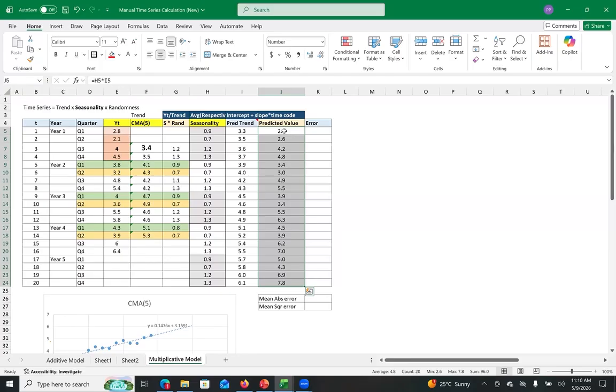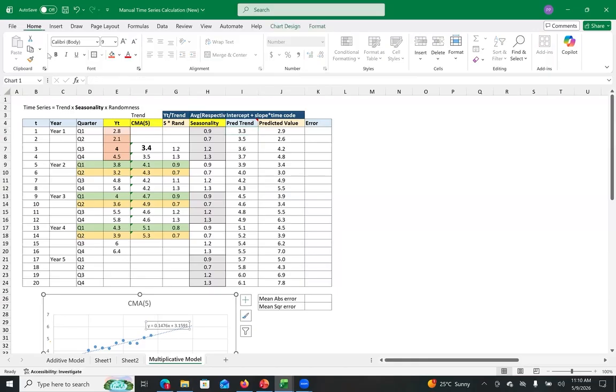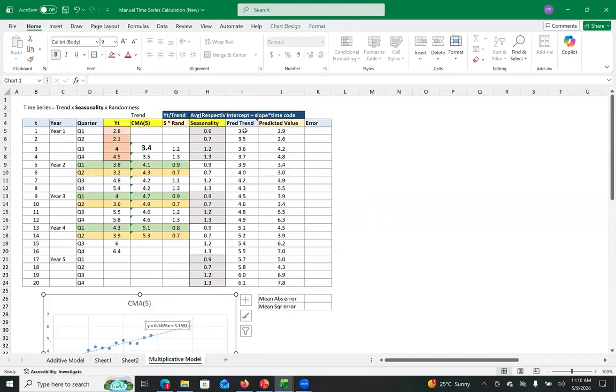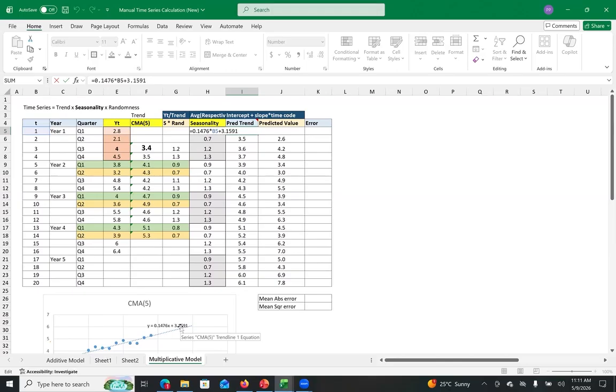Puneet, how did you calculate this predicted trend one? The same thing. This equation you have, right? The one that we had last time as well. This equation is the same. So we got 0.1476 multiplied by x. What is x here? These 1, 2, 3, 4, 5, 6, multiplied by x plus c. This is the c. Okay, equation of a line. Okay. Got it.